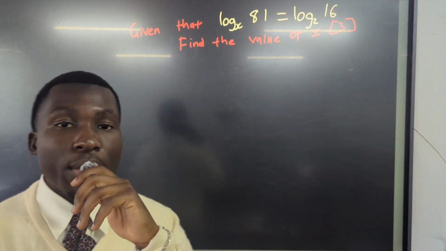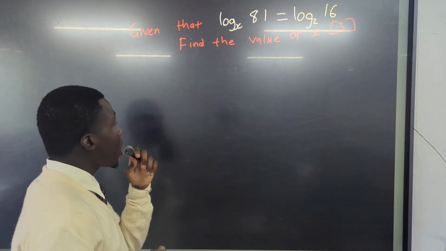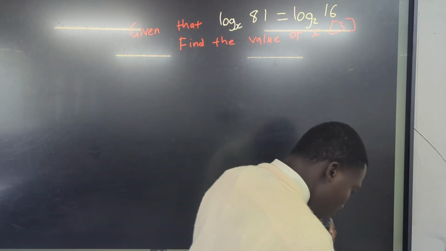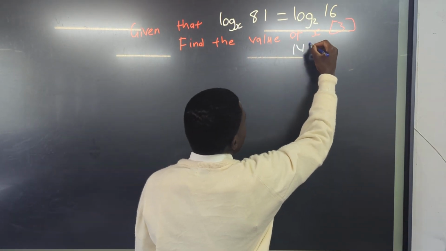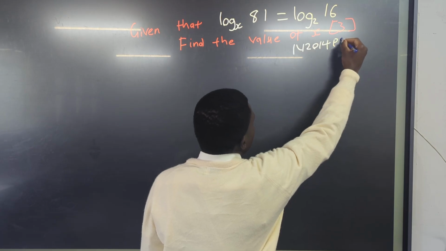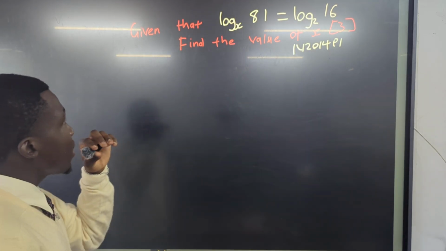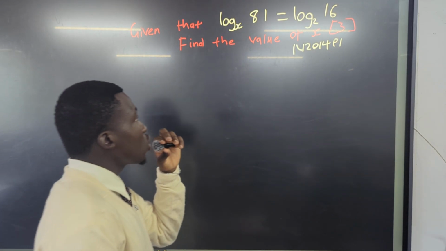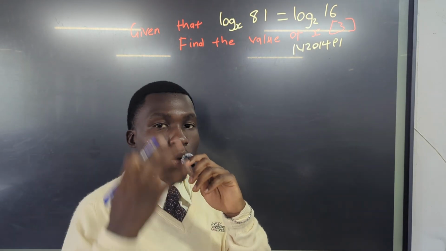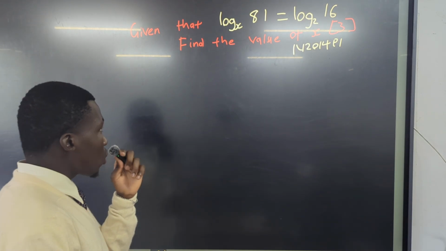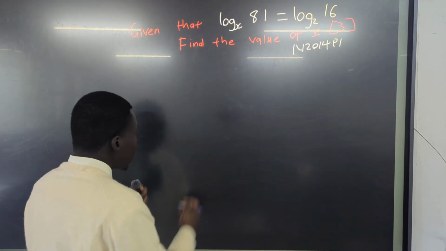So candidates, welcome back. Today we are looking at logarithms. Our question is from November 2014, paper one, for 3 marks. We are given that log 81 base x is equal to log 16 base 2. You have to find the value of x. So let's dive into the solution.